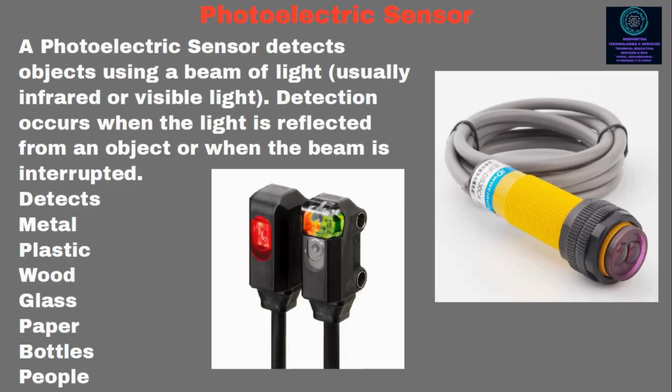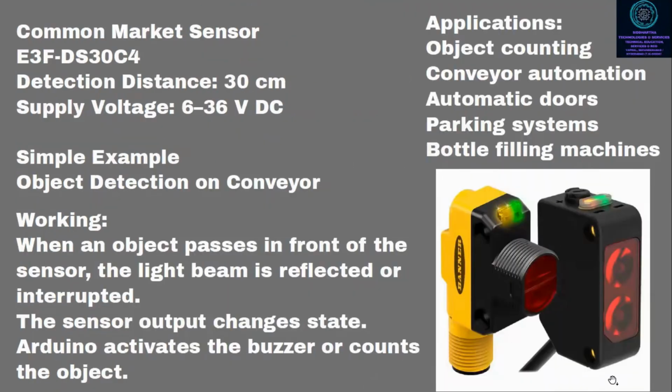So what does it detect? Metal, plastic, wood, glass, paper, bottles, people. Even people, living human beings, are covered. So metal to non-metal or people, everything is covered in this. That is what we call the photoelectric sensor. Photo is nothing but light. The common market sensor is the E3F-DS30C4.